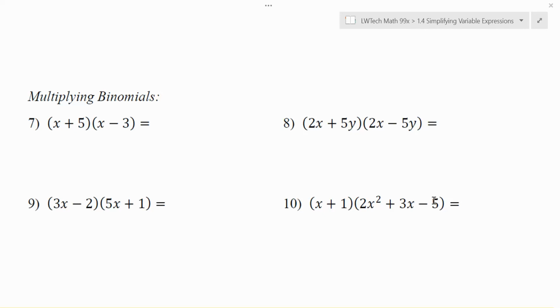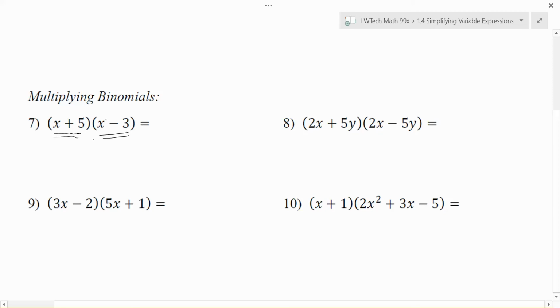In these particular problems, what we'd like to do is multiply binomials. Remember, binomials are two terms that are added or subtracted together. So like the x plus 5, we have an x term and a 5 term. The x minus 3, we have an x term and a minus 3 term. And so as we go to look to combine or multiply these, each of these are a binomial. We want to multiply them together.